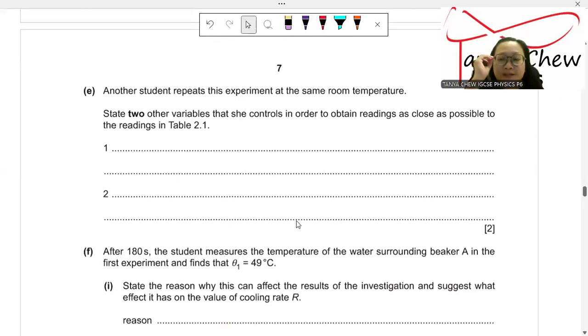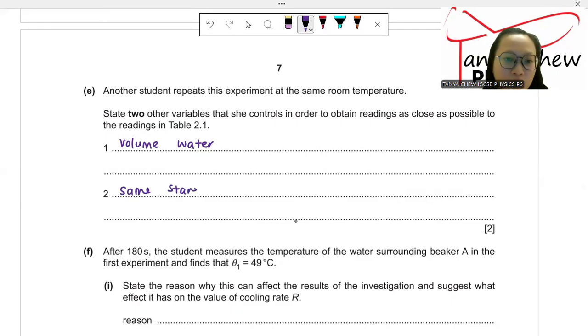Another student repeats this experiment at the same room temperature. State two other variables that she controls in order to obtain readings as close as possible to the readings in table 2.1. I said that the volume of the water must be made sure to be the same. So you have to control that. And you need to make sure that same starting temperature. That's it.